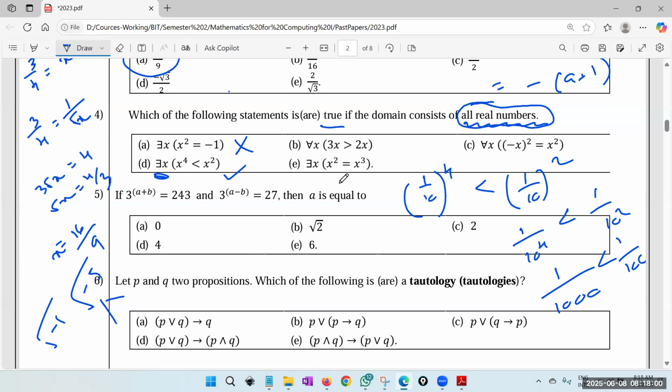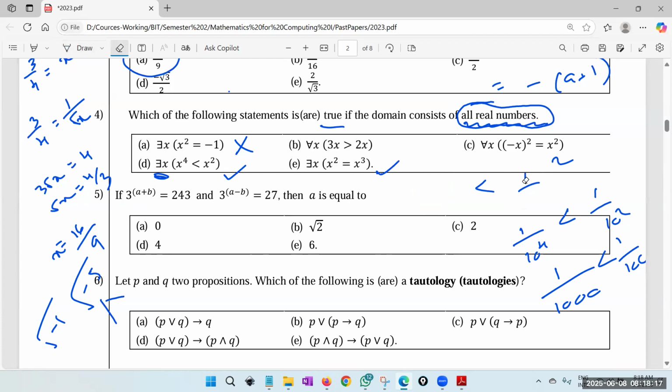So then what about this? Of course, when x is 1, 1 to the power 2 is the same as 1 to the power 3. Already I found a number. Right? What about 0? 0 to the power 2 is equal to 0 to the power 3. This is correct. Right? Now we are into the other possibilities.